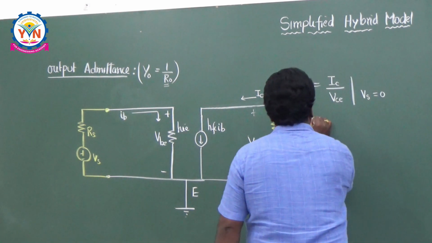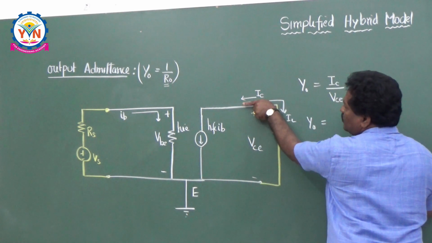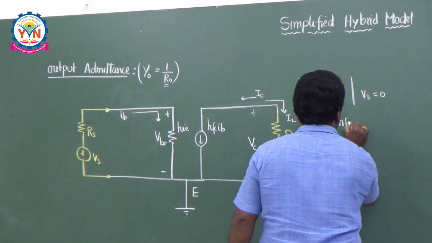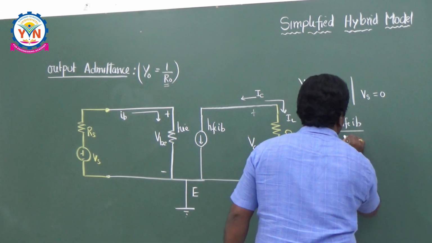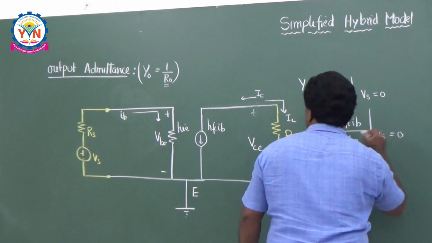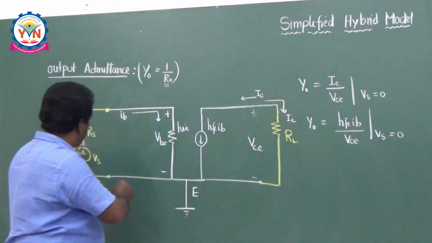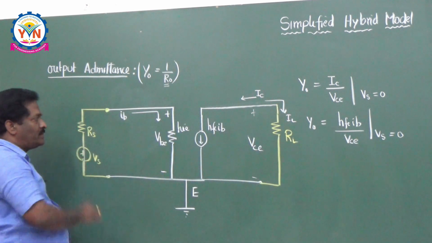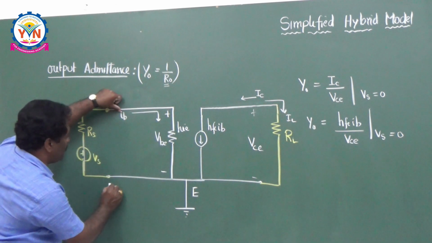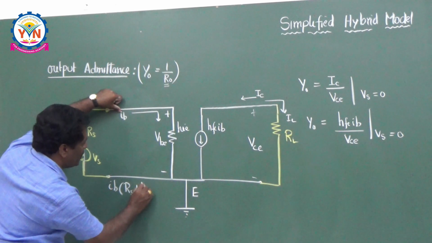Therefore, Y0 is equal to IC divided by VCE. What is IC? IC is the current in the output circuit. This IC is nothing but HFE times IB. So, Y0 is HFE times IB divided by VCE when Vs is equal to 0. In the input circuit, whenever the input source is set equal to 0, you can write down the KVL here. That KVL is IB into Rs plus HIE is equal to 0.